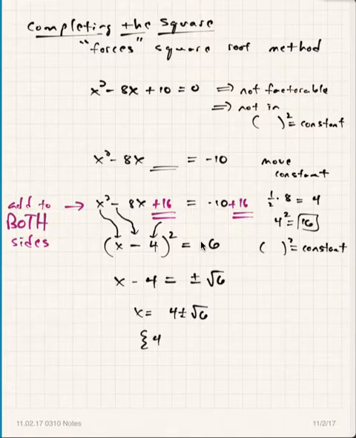And those are my two solutions. Nothing I can do to add those. One's a radical and one's not, and so I just leave it in that form. And so we've solved the equation. 4 plus or minus the square root of 6 is our solution set.